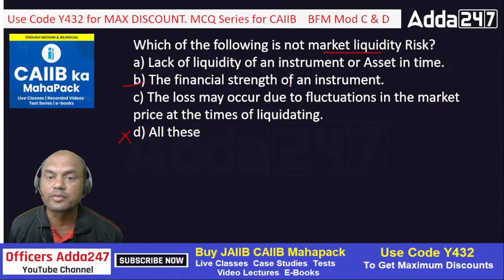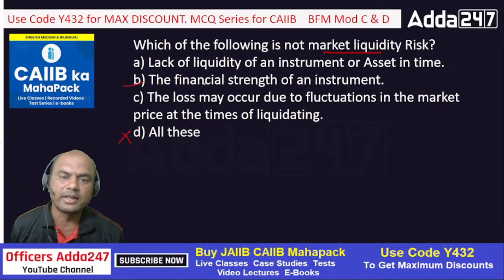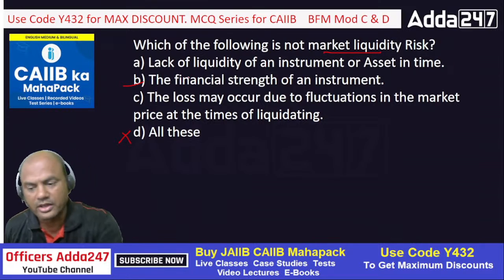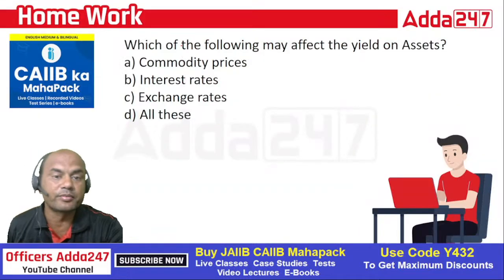The financial strength of an instrument is not a market liquidity risk, because the financial strength of the instrument may be good. And financial strength of an instrument is a part of credit risk. So B is the answer. Got it? Now one homework question for you.